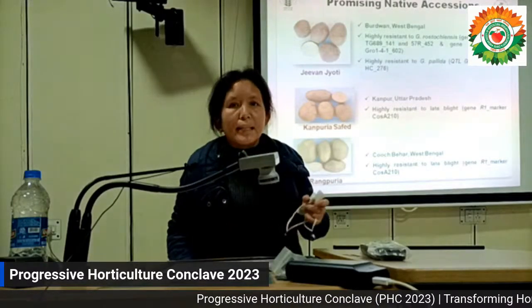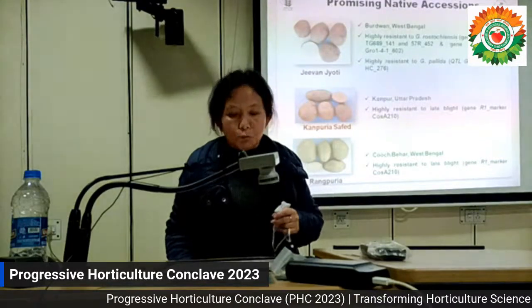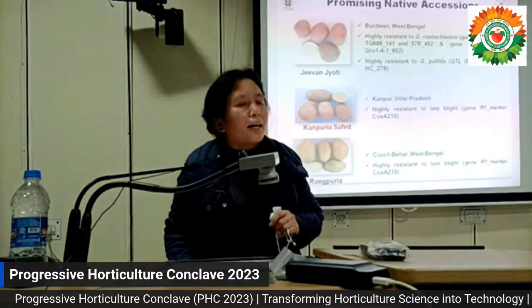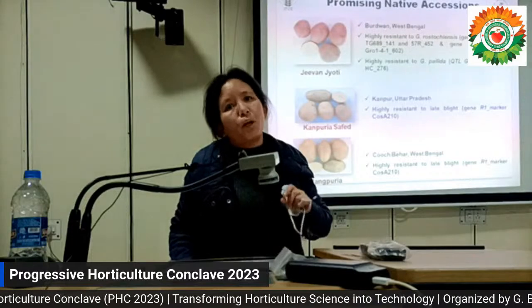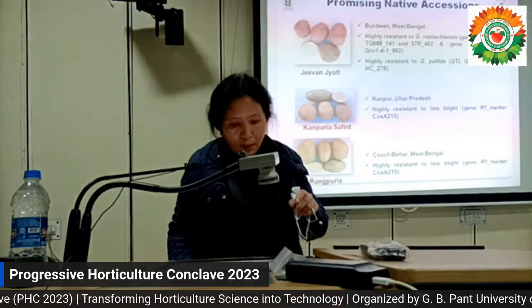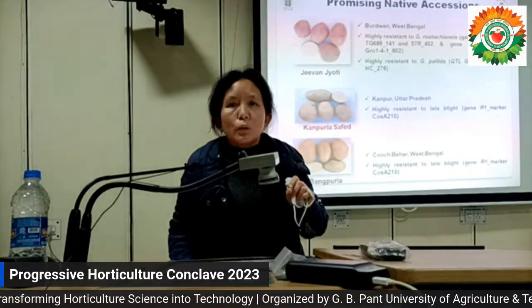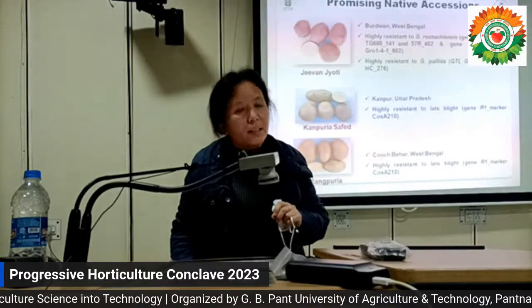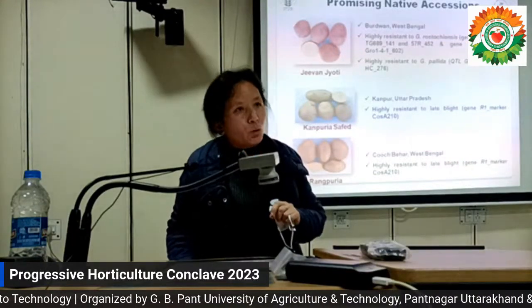Kanpuria Safed, as the name depicts, is an indigenous collection from Kanpur, Uttar Pradesh, and it is highly resistant only to late blight, also confirmed by the markers. While Rangpuria, another collection from the Cooch Behar region of West Bengal, is highly resistant to late blight, and it was confirmed by the markers also.